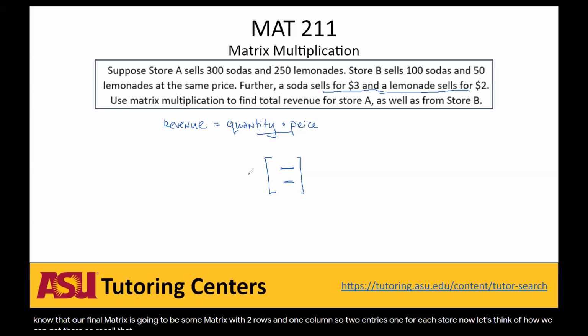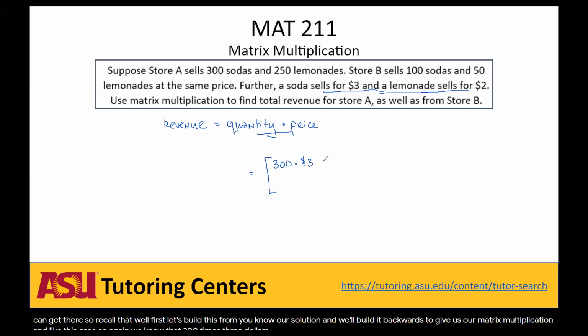So first, let's build this from our solution, and we'll build it backwards to give us our matrix multiplication in this case. So again, we know that 300 times $3 plus 250, not 100, 250 times $2 is going to be our total revenue for store A.